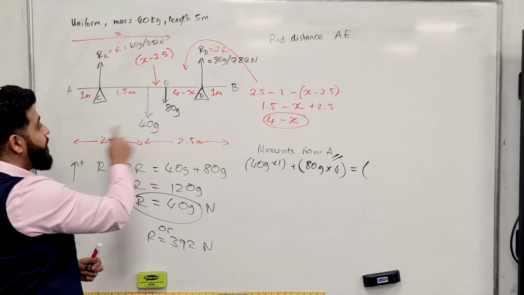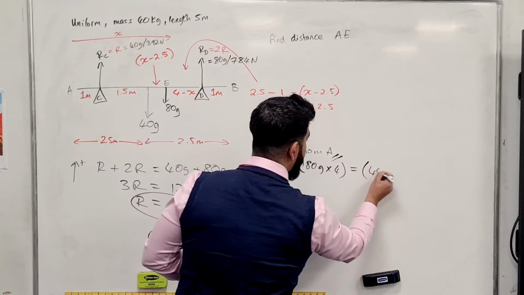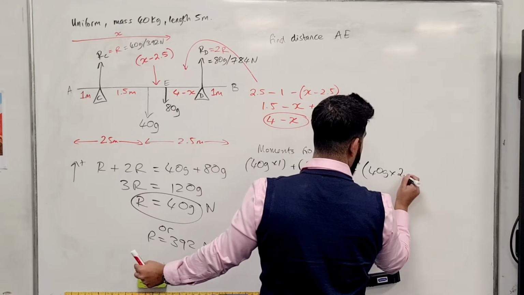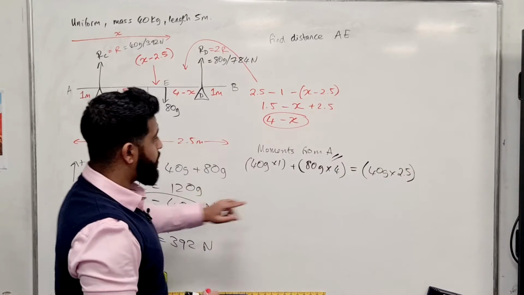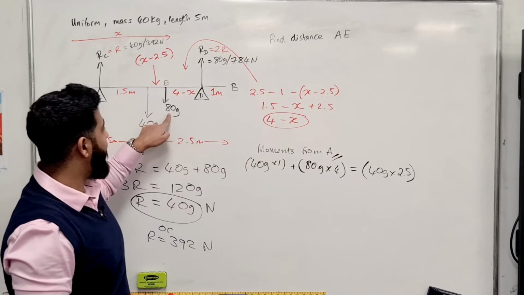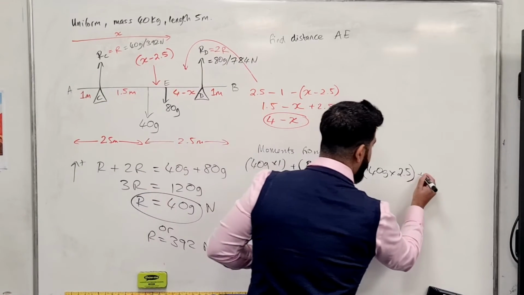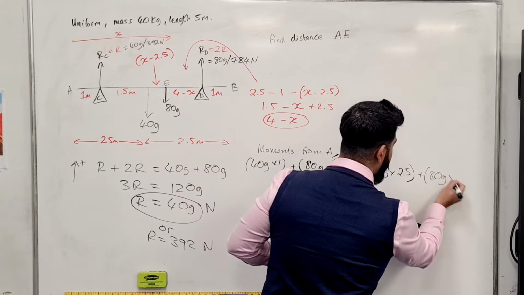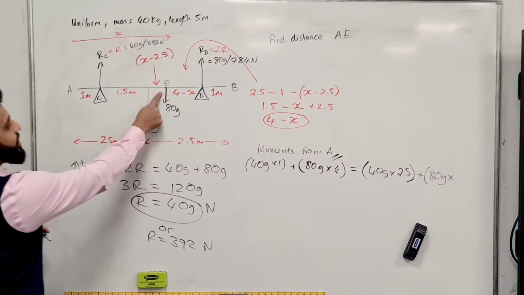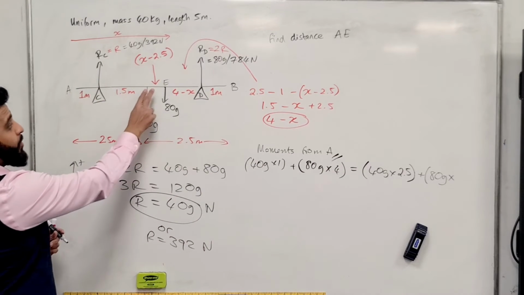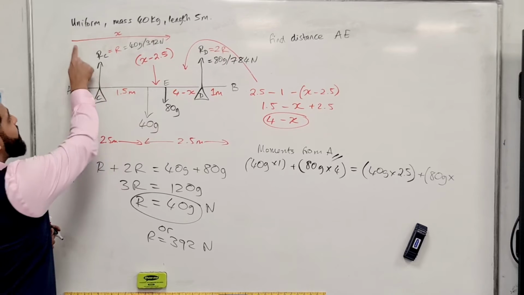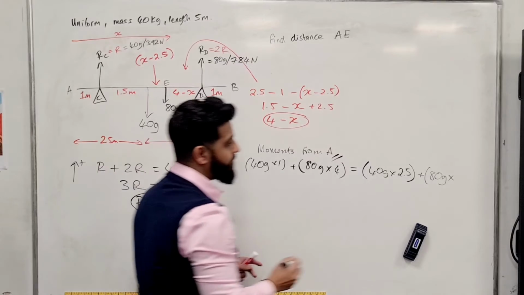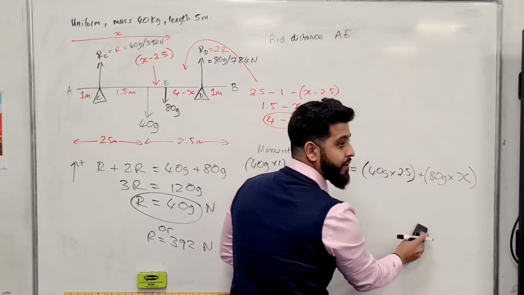So this way. So 40g times all the way up to there, which is going to be 2.5. All right, so we've got one of those. We now need to do the 80g. So plus 80g times, now, what's the distance from there to there? Now, the hard way is to add that, and add that. But if you notice, we've got the x right there. We've called it the distance x. So we can just times that by x.